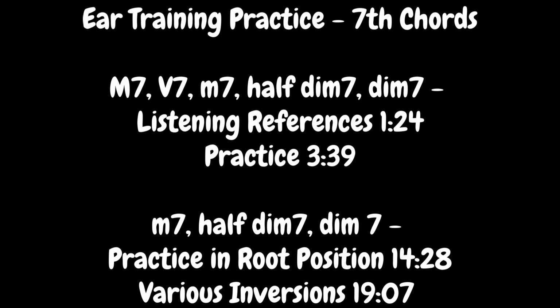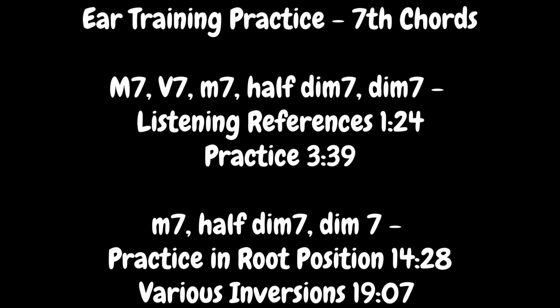We're going to start with 30 examples of all 5 of those chord qualities. I will play each chord 2 times in block form, and then I'll separate it out so you can hear each chord tone individually. And those will all be in root position. After that, I will focus specifically on the minor, half diminished, and fully diminished qualities of 7th chords.